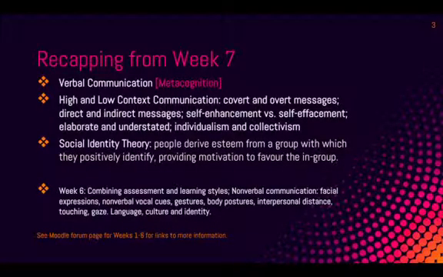So to recap from last week, you'll recall that we looked at verbal communication as a feature of metacognition, as a primary defining framework of verbal communication. You'll recall we looked at high and low context communication, which encompassed everything from covert and overt messages, direct and indirect messages, self-enhancement versus self-effacement, to elaborate and understated communication styles and the dynamics associated with individualism and collectivism. We capped that off by looking at social identity theory, the way people derive motivation from a group in which they positively identify, providing motivation to favour the in-group, and the in-group and out-group dynamics associated with social identity theory.